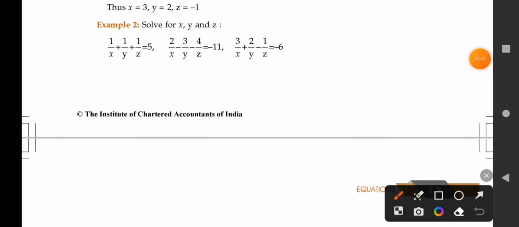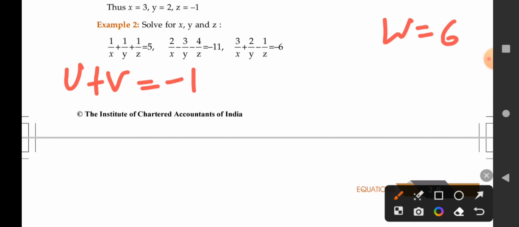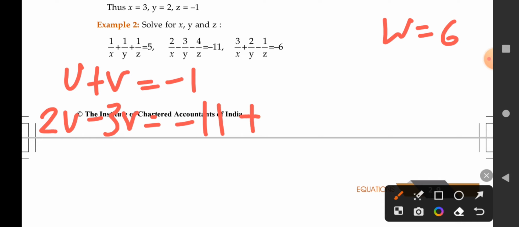So now you have U plus V is equals to minus 1. So W is 6. And you have 2U minus 3V is equals to minus 11 plus 4 into 6, 24. So 24 minus 11 becomes 13. So you have 13, right? So let's multiply 2 here.